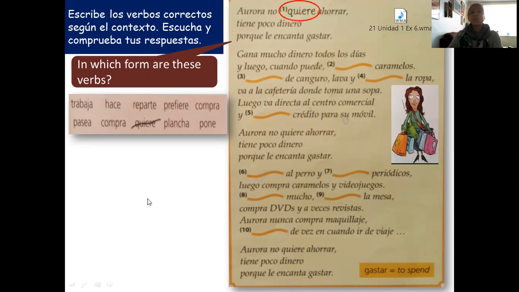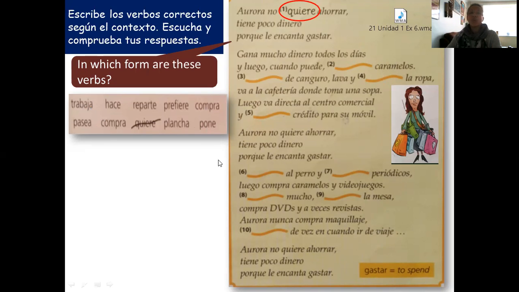The first one has been done for you. So Aurora no quiere, okay? So no quiere is there, done for you, and it's been crossed. Pay attention that you've got compra twice. So you're gonna be using that verb twice, okay? So I'm gonna ask you a question and I wanna see your answer written in your books. It is, in which form are these verbs?